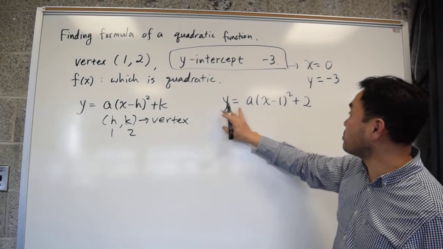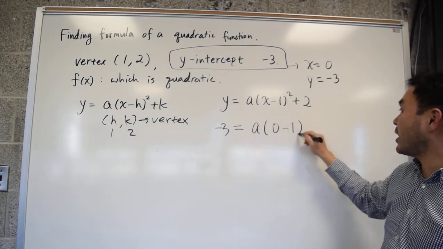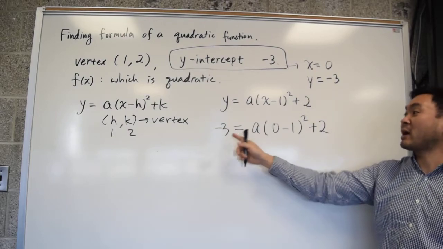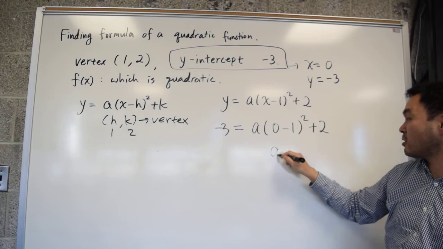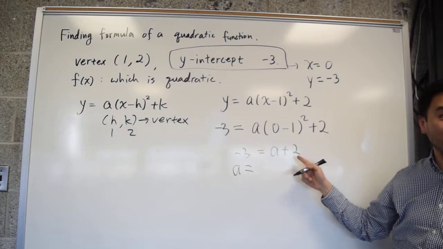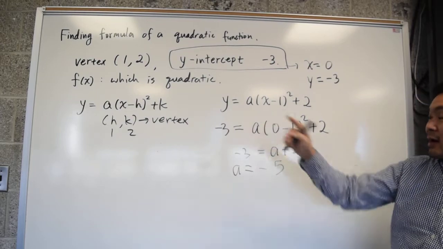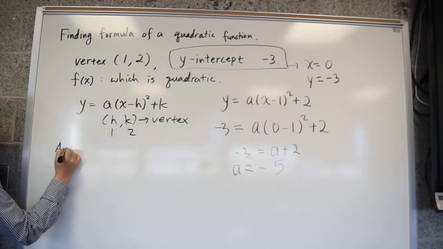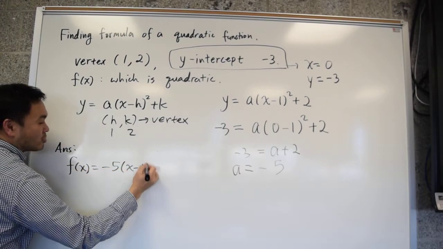So what you want to do is plug in -3 into y, and plug in 0 into x, and insist that this should hold. I don't know what the value of a is, but it better make this equation hold. Right? Then -1 squared is +1, so a plus 2 must be -3. If you subtract 2 from both sides, you get a equals -5. Then plug that back into the formula, and that's the answer. The function f of x must be -5 times x minus 1 squared plus 2.